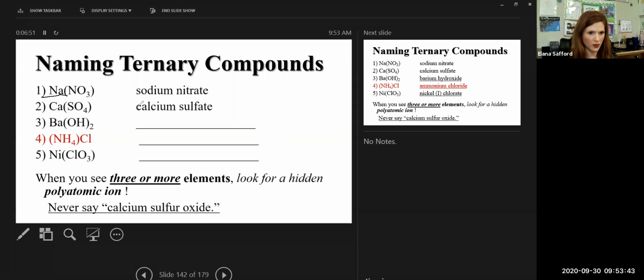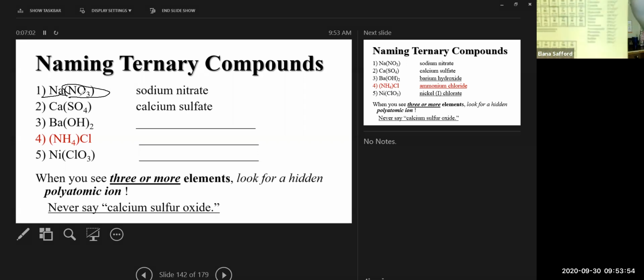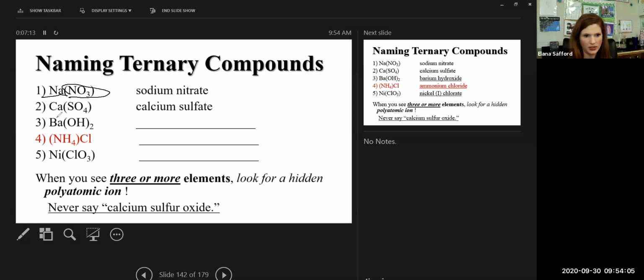Where did this NO3 come from? This came from my polyatomic. Okay? So when I see that, and parentheses are going to help you find that. When you see that, you're going to find it on here, whatever that symbol is, and then just write it down as you see it. You just have to match it up. All right, let's look at this one.